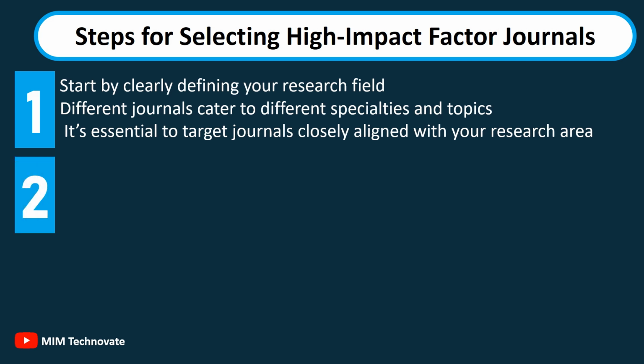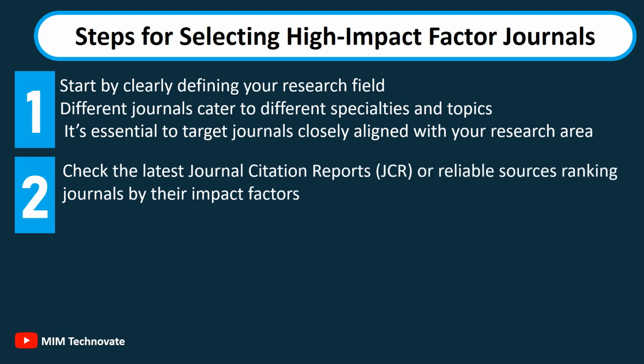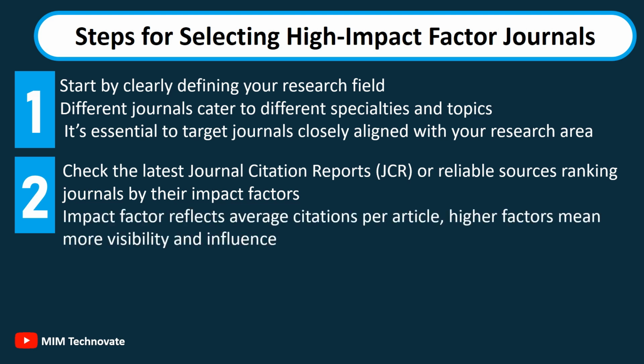Number 2. Check the latest journal citation reports or reliable sources ranking journals by their impact factors. Impact factor reflects average citations per article. Higher factors mean more visibility and influence.